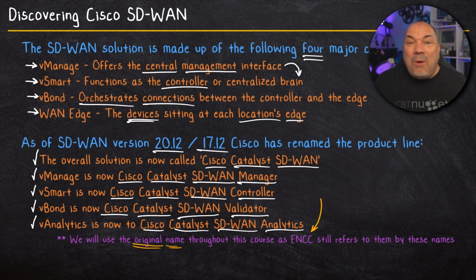So in this video, we just jumped in with a quick introduction, hopefully answered that question, why SD-WAN? Why do we care? What does it bring to the table? And we talked about the 4 major components that we have with SD-WAN, as well as the fact that the product names have changed a bit here in the newest versions of code. Next, let's take a closer look at that vManage server.